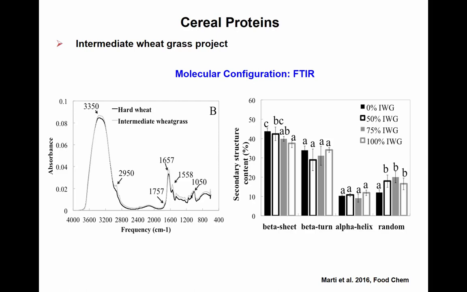What we did in this work, if we have wheat alone, 0% intermediate wheatgrass, let's just focus on 0% versus 100% intermediate wheatgrass. So this is only wheat, this is only intermediate wheatgrass. Looking at the beta sheet structure in the dough, you have higher beta sheet structure in the wheat compared to intermediate wheatgrass, and more random structure in intermediate wheatgrass compared to wheat. So not only do you have a deficiency of high molecular weight glutenins, but also when you form the dough, you don't have the stabilizing secondary structure that is common in wheat.